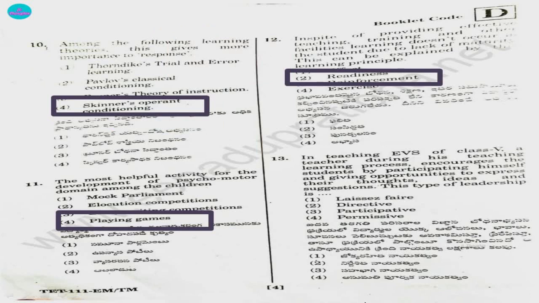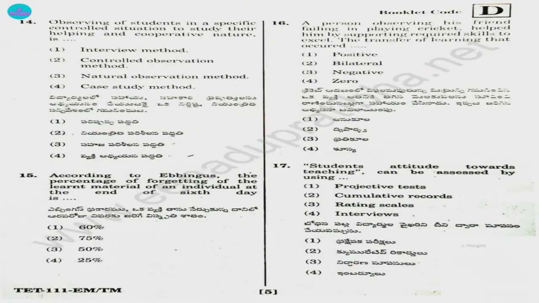Question number 13. In teaching EVS of class 5, a teacher during his teaching learning process encourages the students by participating himself and giving opportunities to express their thoughts, ideas and suggestions. This type of leadership is called participative, because the teacher is making all the children participate. So this is participative.